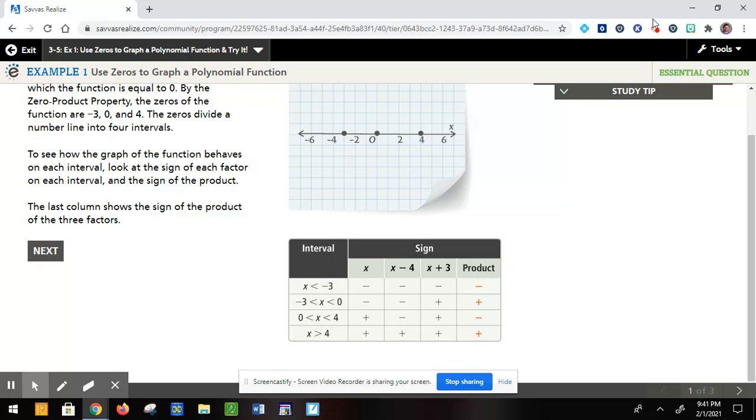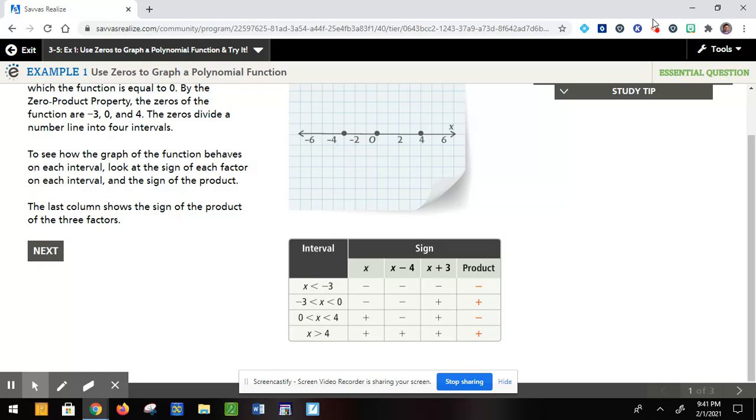So if you substitute a number that is less than -3, it would be negative for all of them. So if you multiply 3 negatives together, you get a negative. Looking at the next section, you can just pick a number that's between -3 and 0. So let's say pick -2. If you substitute -2 in, you get 2 negatives and a positive. When you multiply 2 negatives and a positive together, you get a positive.